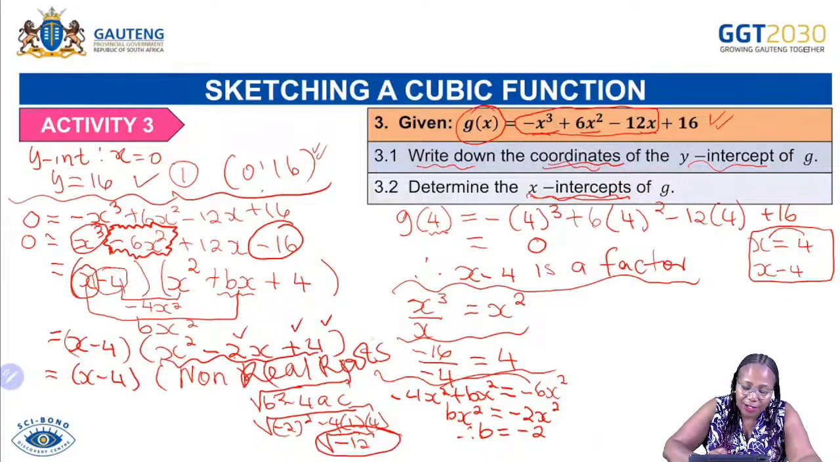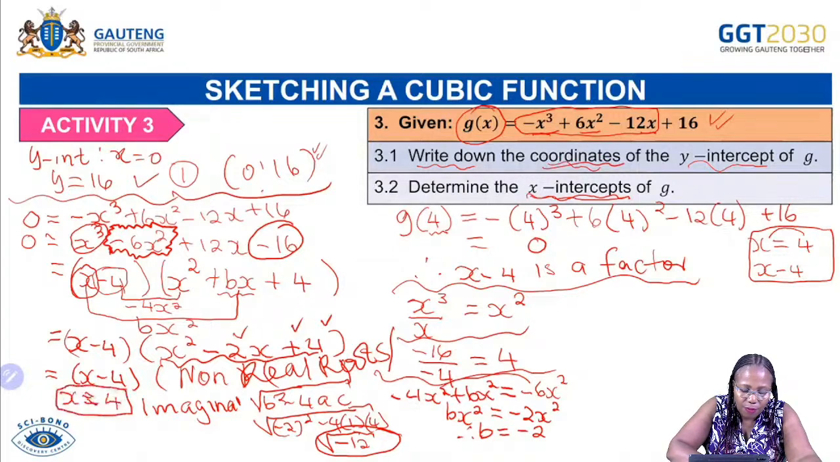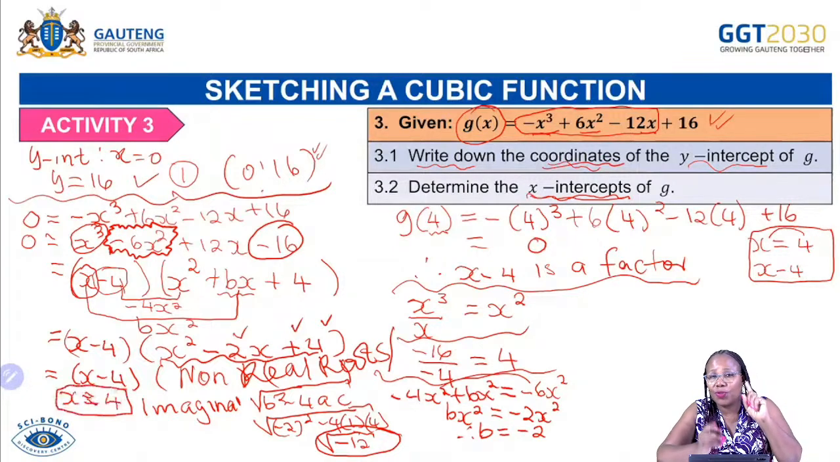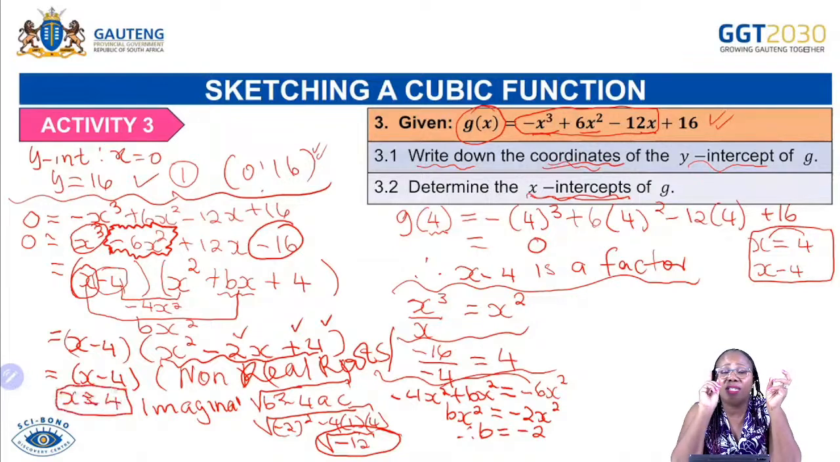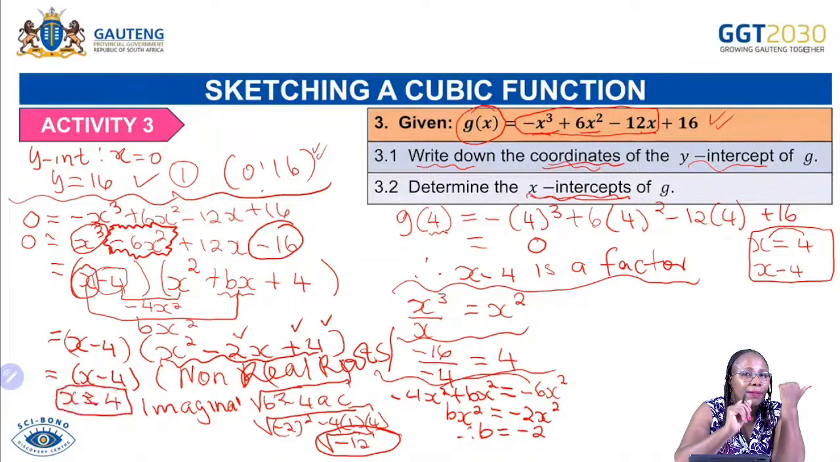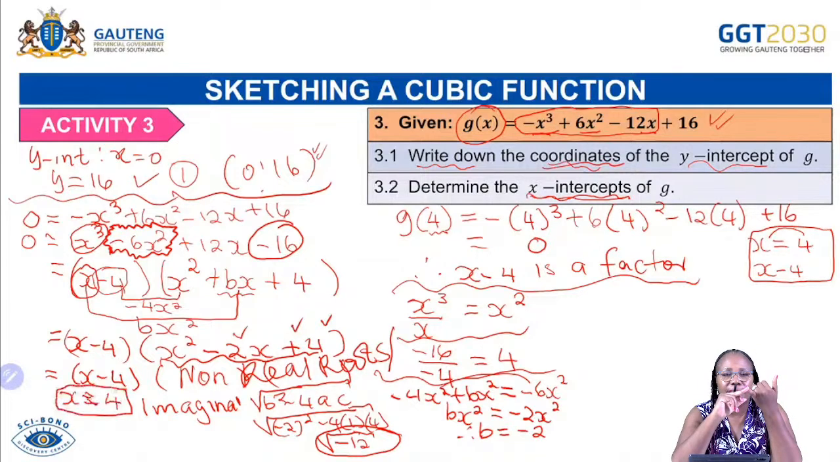You can write non-real roots, or because you are technical math learners, you can write imaginary. So this simply means now we have only one x value there, which is x equals 4. Only one x-intercept. Do you still remember when we started? I indicated to you that there's a condition where you'll be having only one x-intercept. There's a condition where you'll be having 2. There's a condition where you'll be having 3. This is the condition where we are having only one x-intercept.